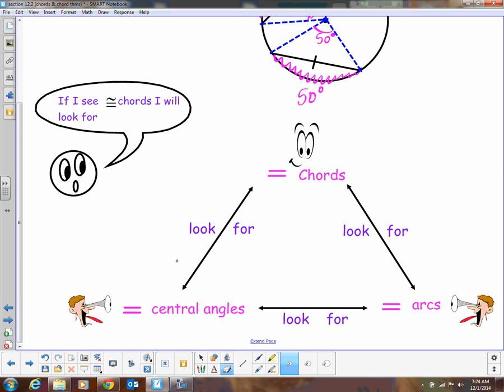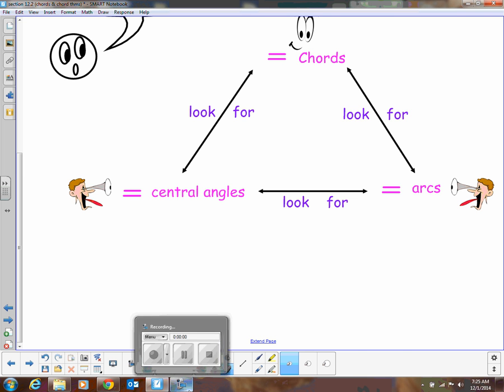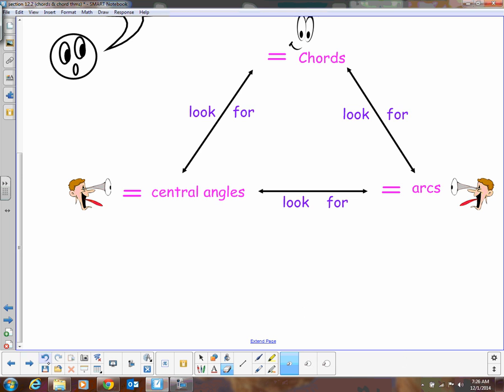It's like a triangle. If you're given equal arcs, then you know their chords are congruent and you know the central angles are congruent. If you're given equal central angles, you know the chords are congruent, you know the arcs are congruent. I think this is a worthwhile diagram. I believe these are some problems.